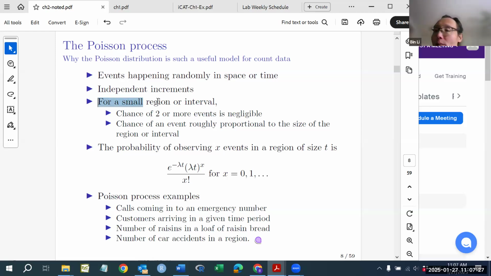And also the Poisson process has a property that for a small time interval, or small space region, the chance of having 2 or more events is negligible. So that has to be small. And the chance of an event is roughly proportional to the size of the region or interval. These are the properties of the Poisson process. And the probability of observing X events in a region of size T is this one: the exponential of negative lambda T, times lambda T to the power of X, divided by X factorial.